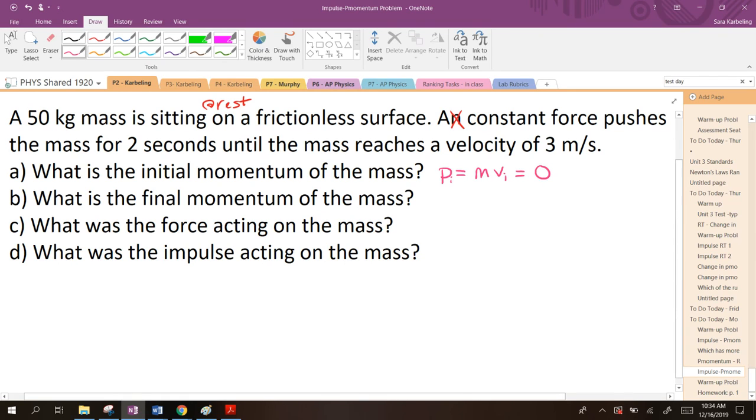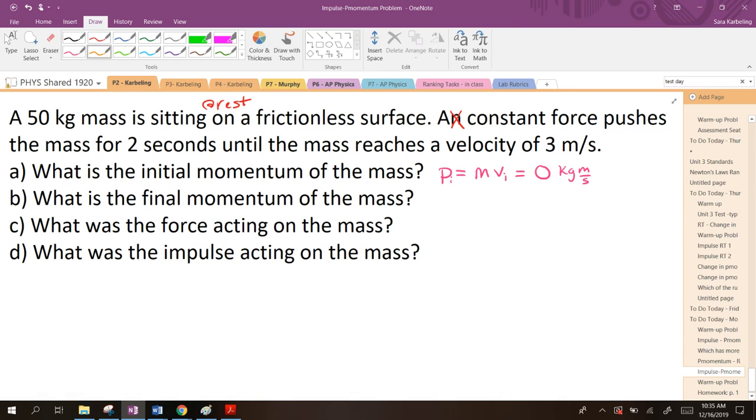Hey, what are the units of this thing? Anybody know? Got to figure it out, right? What are the units of m? Kilograms. What are the units of v? Meters per second. What are the units of momentum? Kilogram meter per second. Bam, you got it. Easy peasy, no problem.